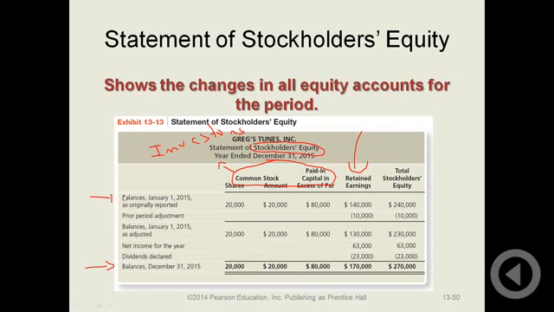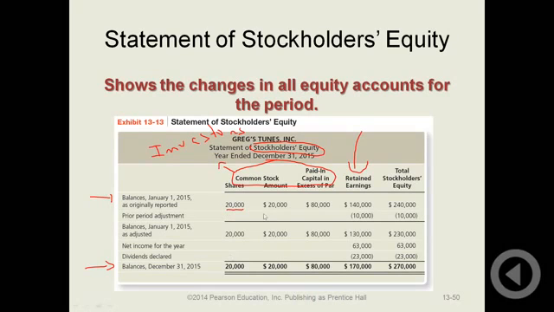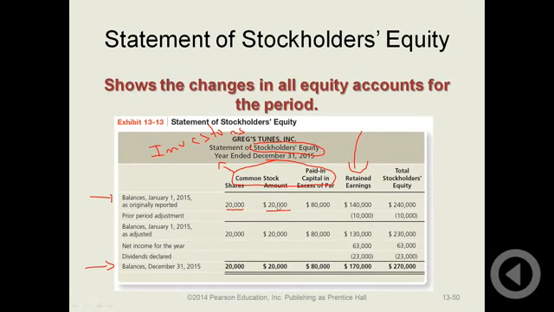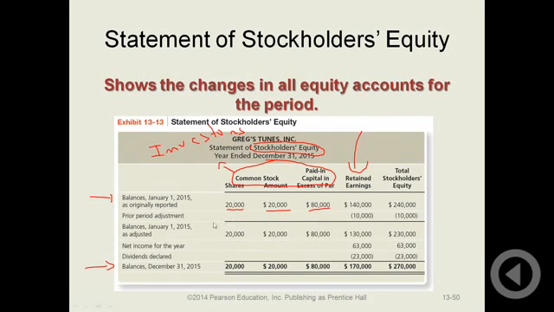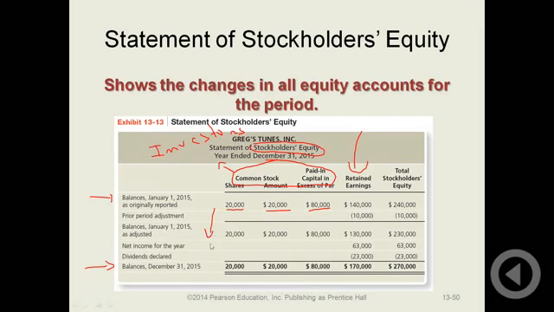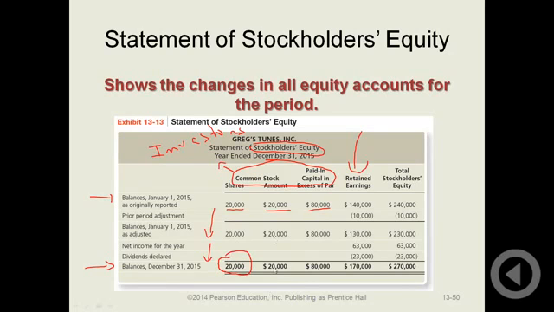Okay, so the balances as of January 1st, we had 20,000 shares outstanding. The amount was 20,000, so the par value was $1, and we had 80,000 in paid-in capital. What happened during the year? Nothing really happened. Notice if we go down across, we still have 20,000. We did not issue any new shares. If we did not issue any new shares, we still have 20,000 in common stock and 80,000 in paid-in capital.